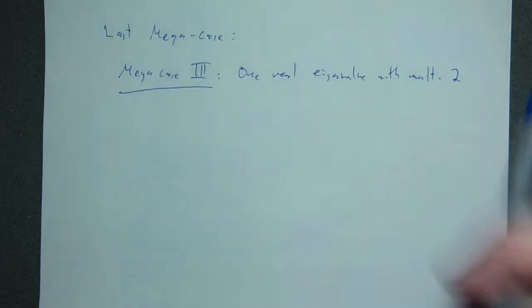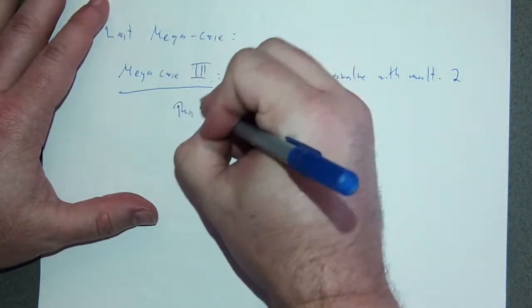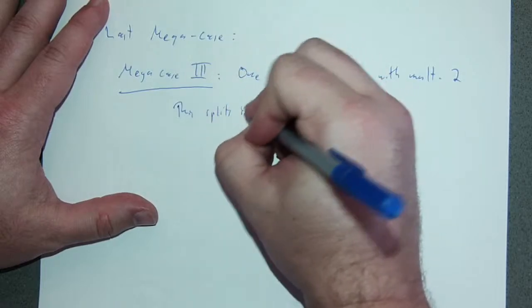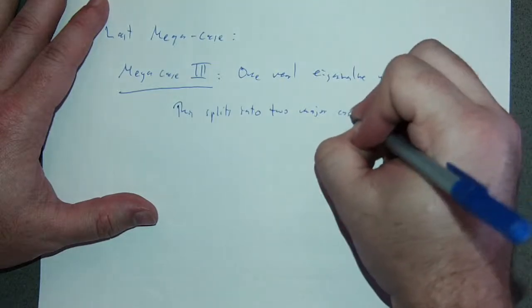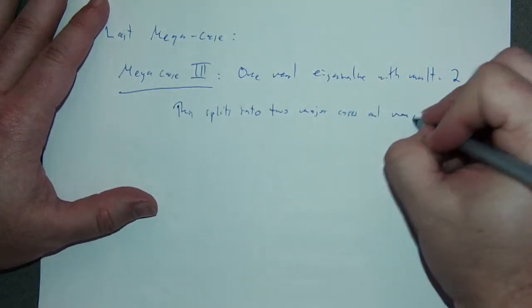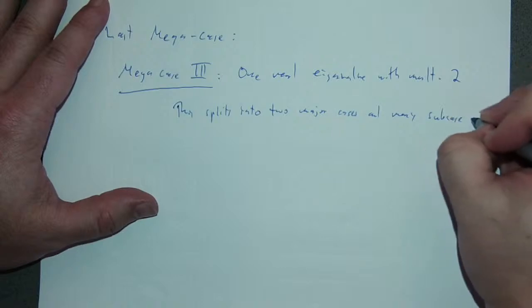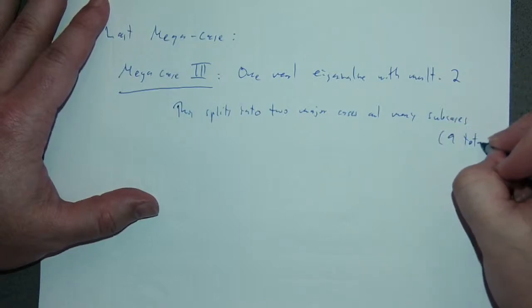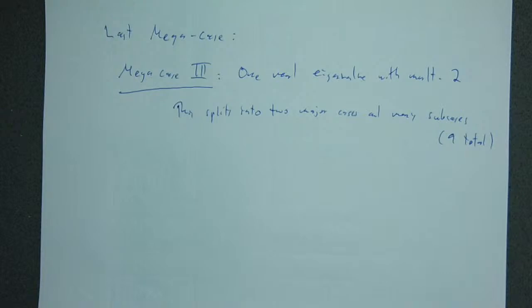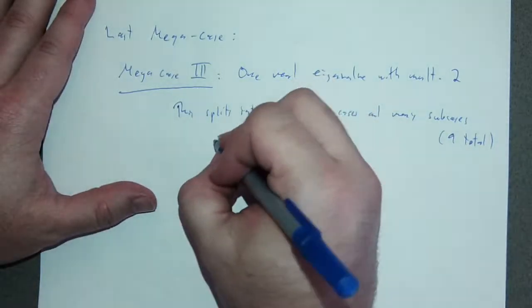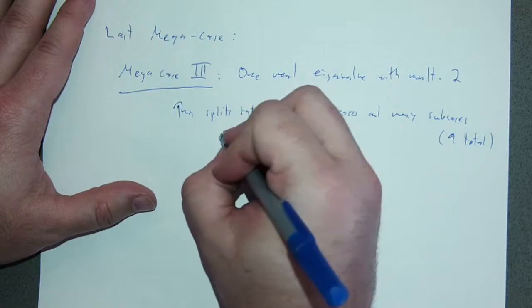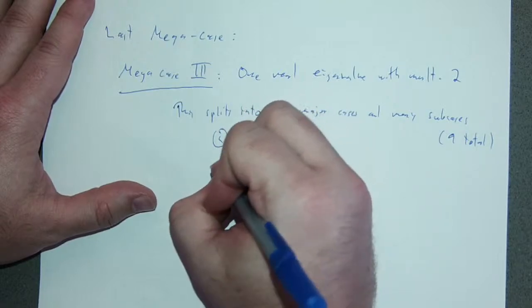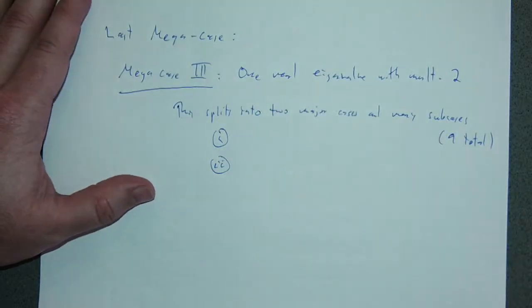Okay. So this splits into 2 major cases and many subcases. 9 total. So the 2 major cases that this splits into, I'll call maybe like 1 and 2. So the first one is the thing that doesn't happen very often, but we still have to cover it.